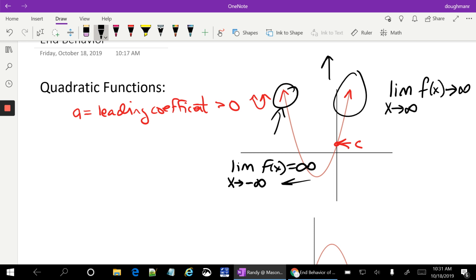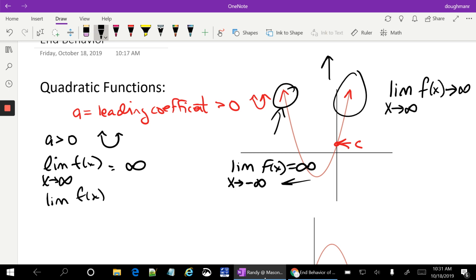So let's look at that. So a is the leading coefficient. If a is greater than 0, the parabola opens up, and we say things like the limit of f of x as x goes to infinity equals infinity, and the limit of f of x as x goes to negative infinity is still positive infinity.